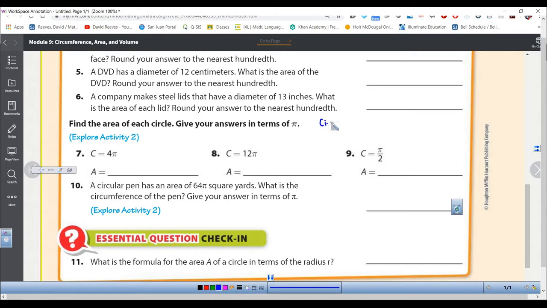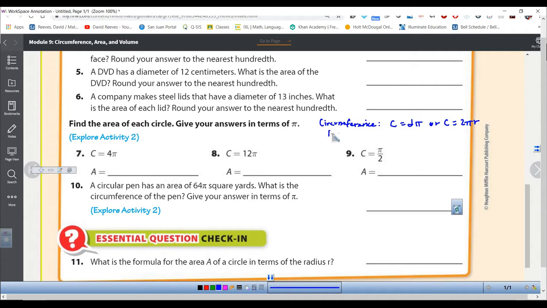Circumference, again, is the distance around the outside of a circle. The formula for circumference is C equals D times pi. The circumference is equal to diameter times pi, or sometimes we say the circumference is equal to 2 times pi times the radius. I talked about this in the previous video. When you multiply 2 times the radius, you get the diameter. We like to put the numerical part in front and the variable at the end.